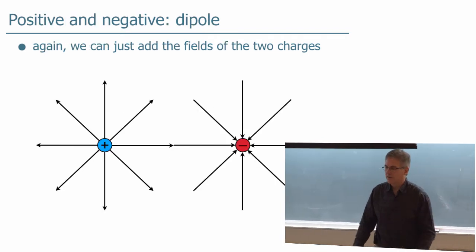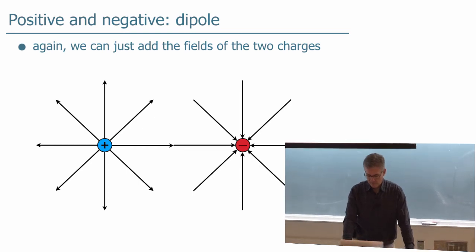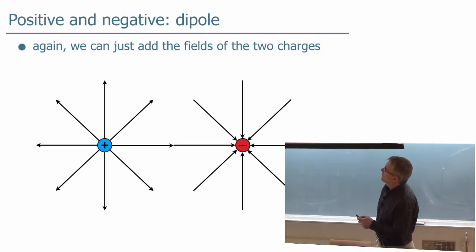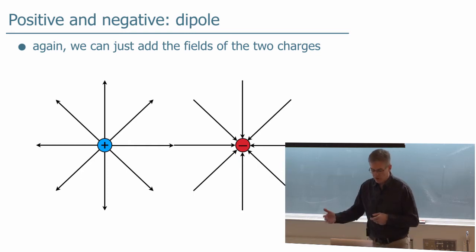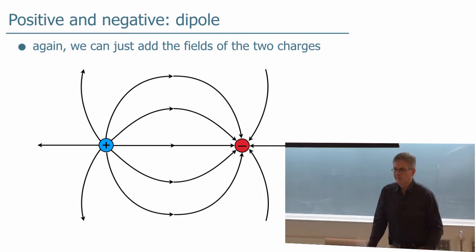So what if we put a positive and a negative charge together? Well, once again, we have the field lines radiating outward from the positive charge and radiating inward toward the negative charge. If we just add them vectorially, we get something that looks like this.